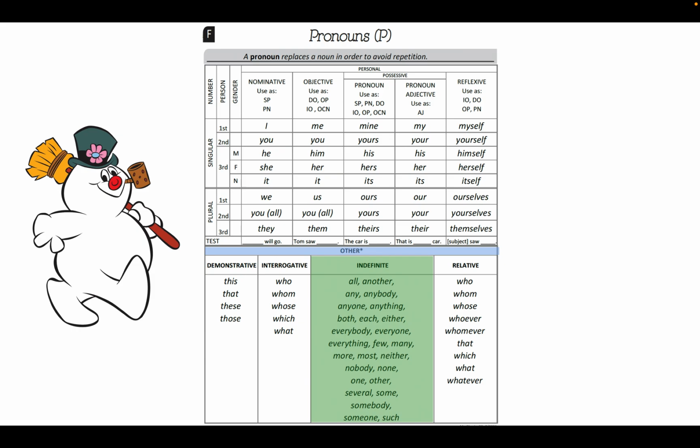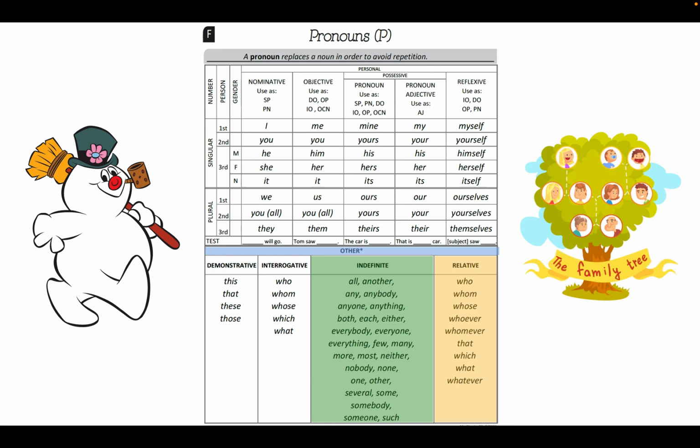All right, and then we have the relative pronouns. And a relative pronoun introduces an adjectival subordinate clause. That's a mouthful, and we will get to it later in week 13. So the list of those are who, whom, whose, whoever, whomever, that, which, what, whatever. And there is overlap between the relative pronouns and the interrogative pronouns, so it's a little bit of a different list just to keep it from being too confusing.